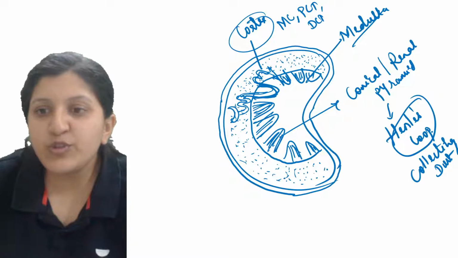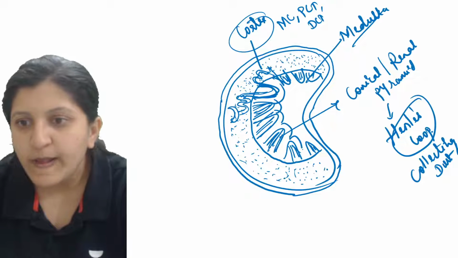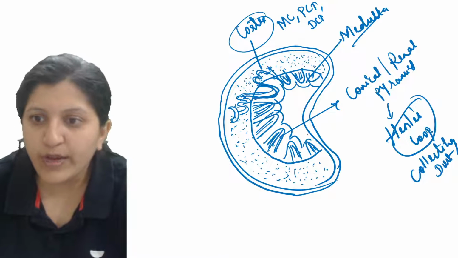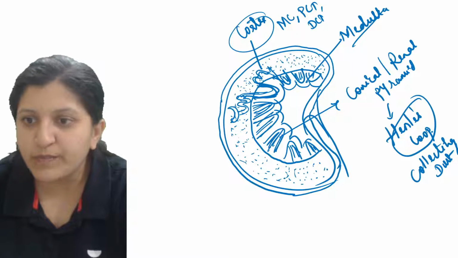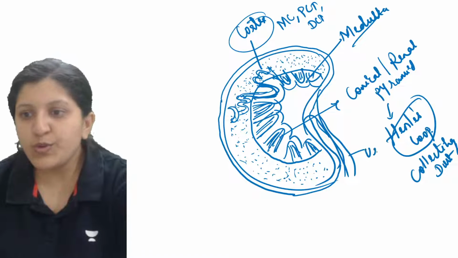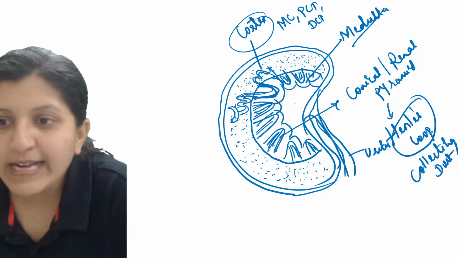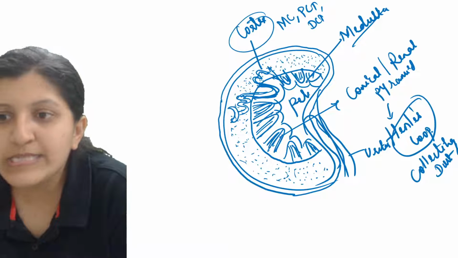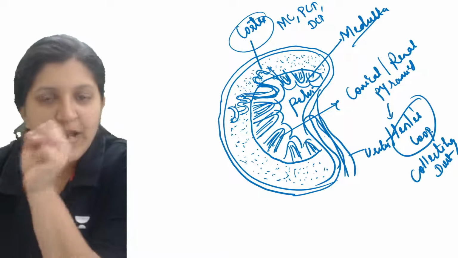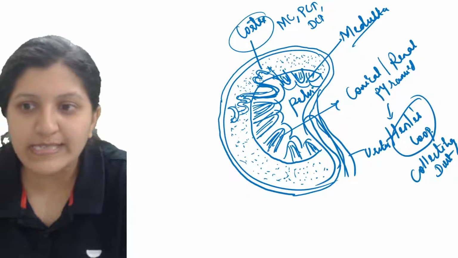Now at the base of all this, you can see there is a pelvis formation. This is the pelvis, that is the expanded form of the ureter. This pelvis is going to form the ureter. Now this part is the ureter, which will join the urinary bladder. So what exactly is pelvis? Pelvis is the expanded end of the ureter. So one end of the ureter is basically expanded, and this we call the pelvis.